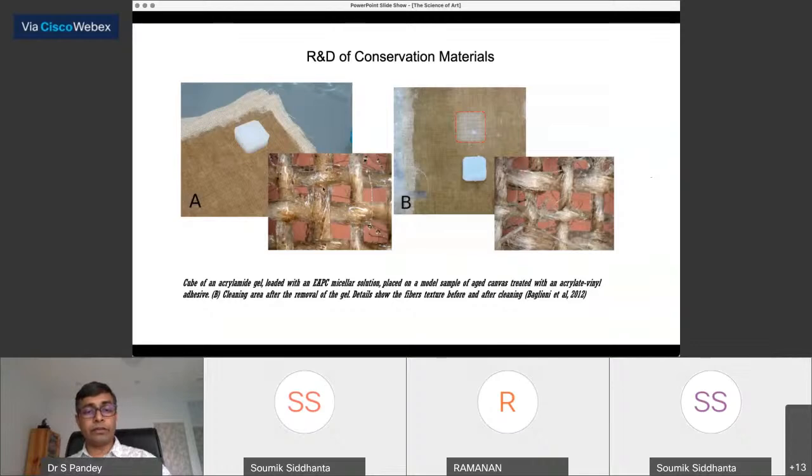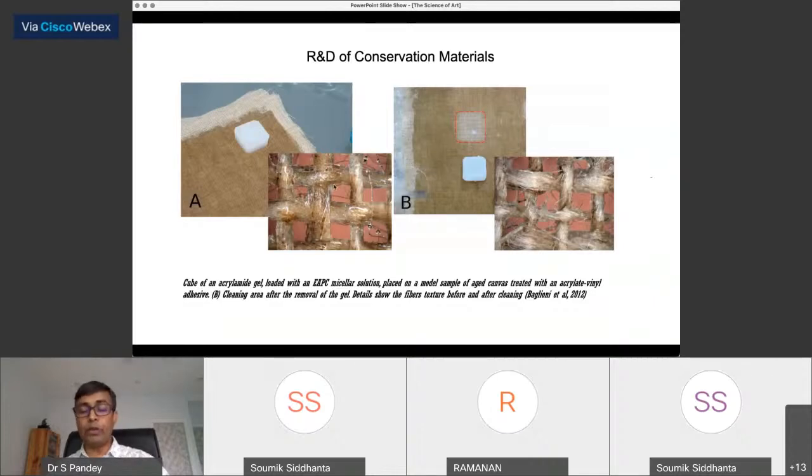And you see, this is the weave of the canvas that was being cleaned. And you can clearly see that before cleaning, this has a coat over it, a synthetic coating over it. And after cleaning, the fibers are completely cleaned. Although you still see residues here and there, most of the area is completely clean if you see it like this.